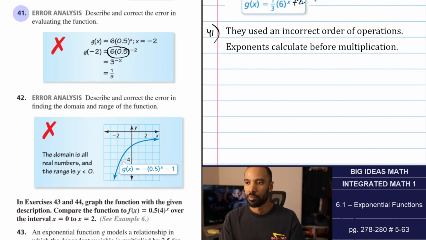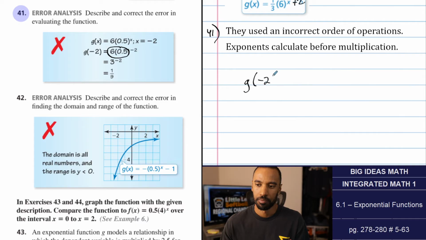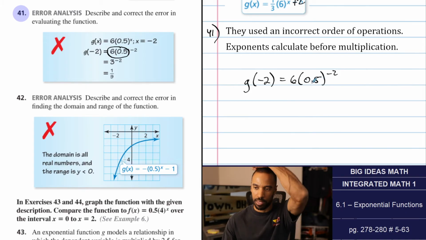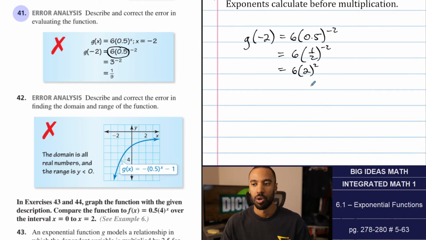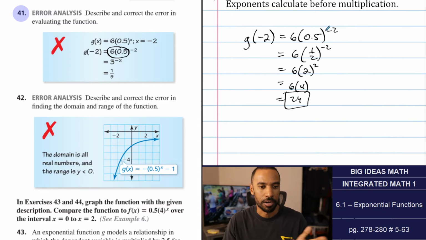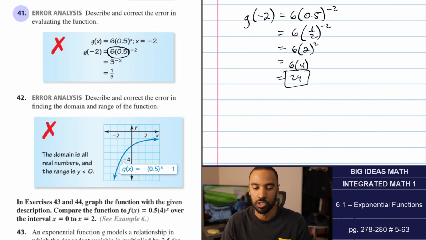Okay, so let's fix it. We'll start from that step there. G of negative 2 equals 6 times 0.5 to the negative second power. Now, I've been kind of big on showing this decimal as a fraction, especially if I'm not going to use a calculator. So this is 6 times 1/2 to the negative second power. And flipping the 1/2 into a 2 over 1 is what turns this positive. And we still have to do 2 squared first. So 6 times 4, which is 24. So that's the fix of that one there. It's a way different answer from 1/9, although they're both positive, right? Negative exponents don't mean negative numbers.